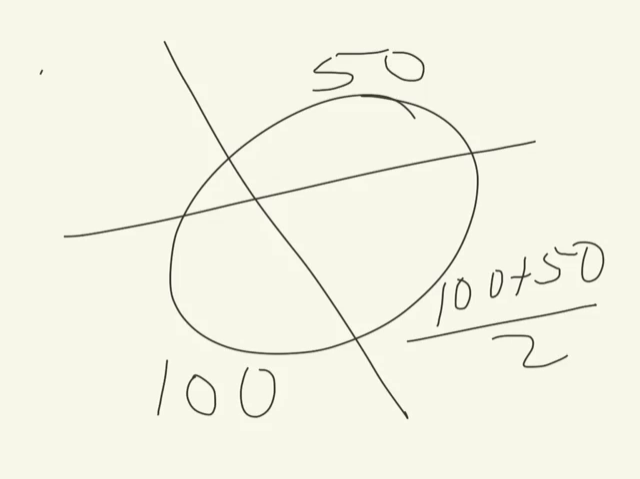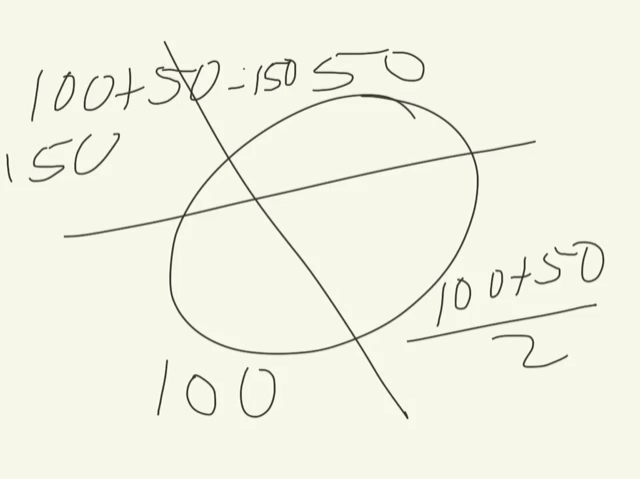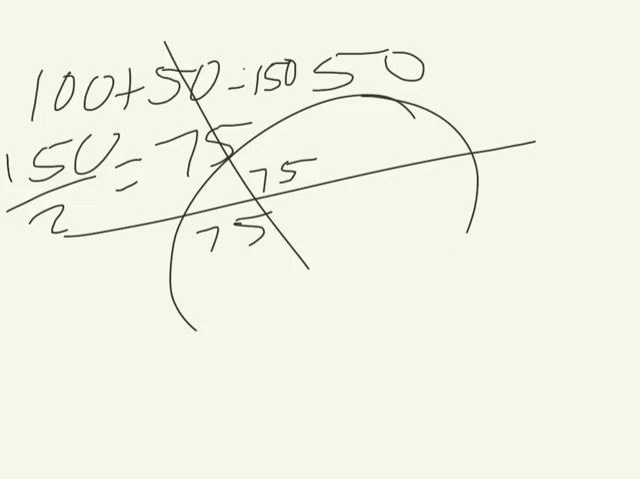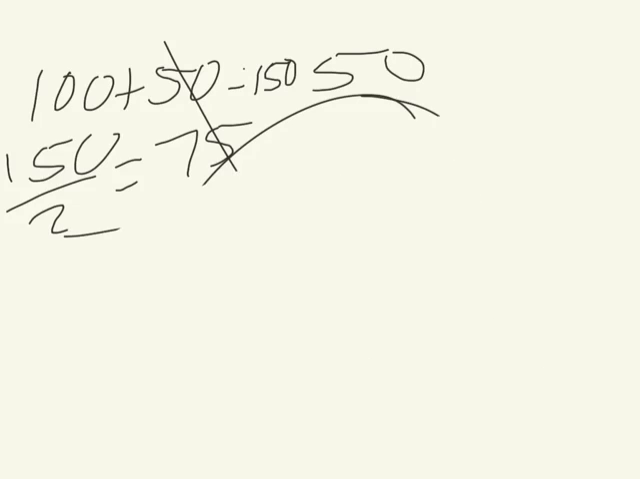So if we do this, 100 plus 50 equals 150. 150 divided by 2 equals 75. So the measures of the angles are 75 degrees. And both of them, of course, because they're intersecting lines and they're vertical angles. Now, those are angles inside of the circle. Now, let's see an angle outside of the circle.